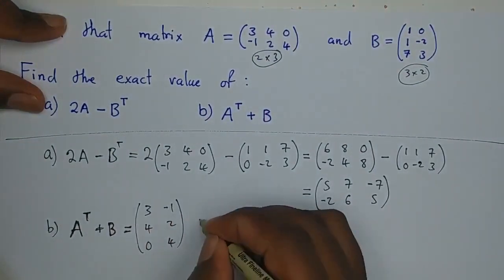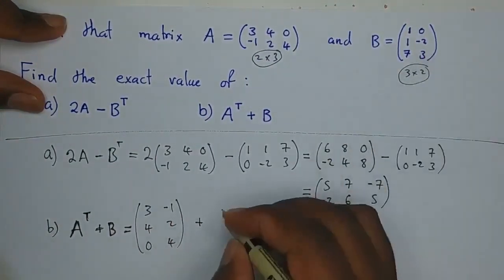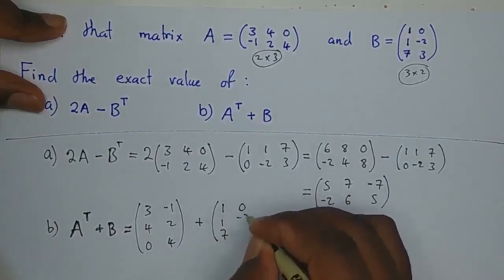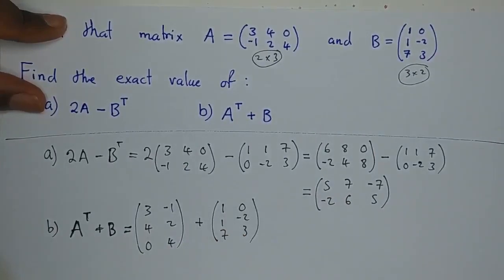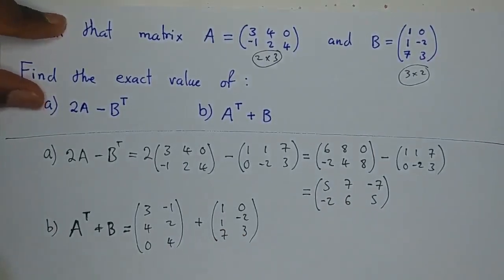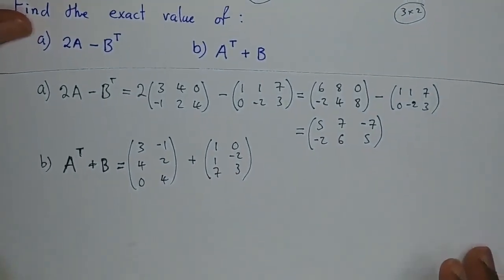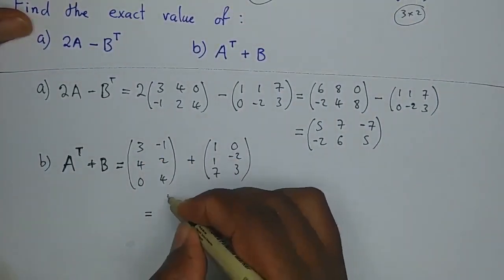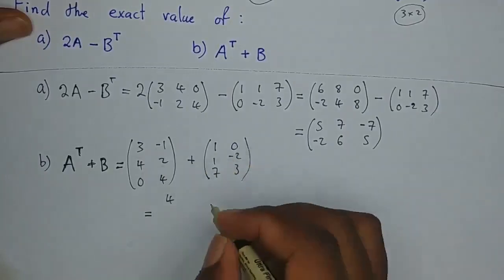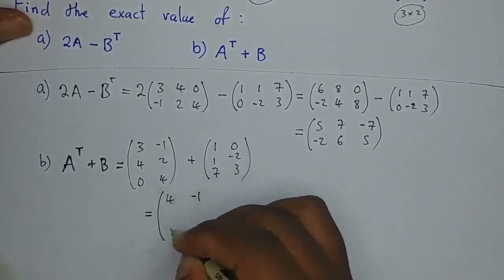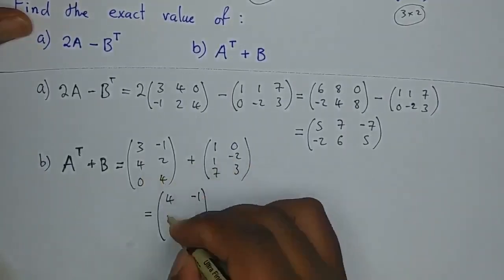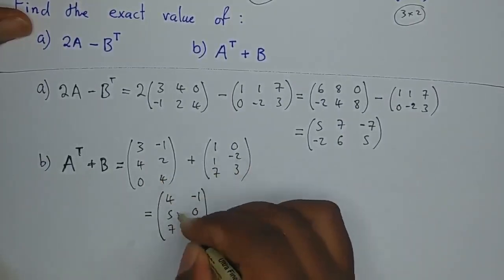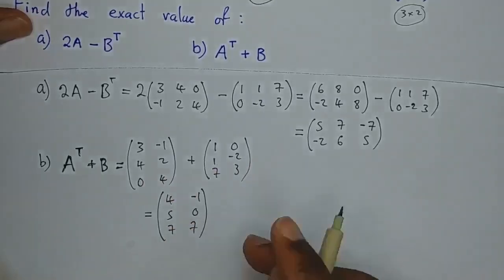If you add it to matrix B, which is this one here, what we're going to have will be 1, 1, 7, 0, negative 2, 3, like that. Now let's simply add these two matrices. 3 plus 1, we get a 4. Negative 1 plus 0 is negative 1. 4 plus 1 is 5. 2 plus negative 2 is 0. 0 plus 7 is 7. 4 plus 3, of course, is 7. So that's what we get.